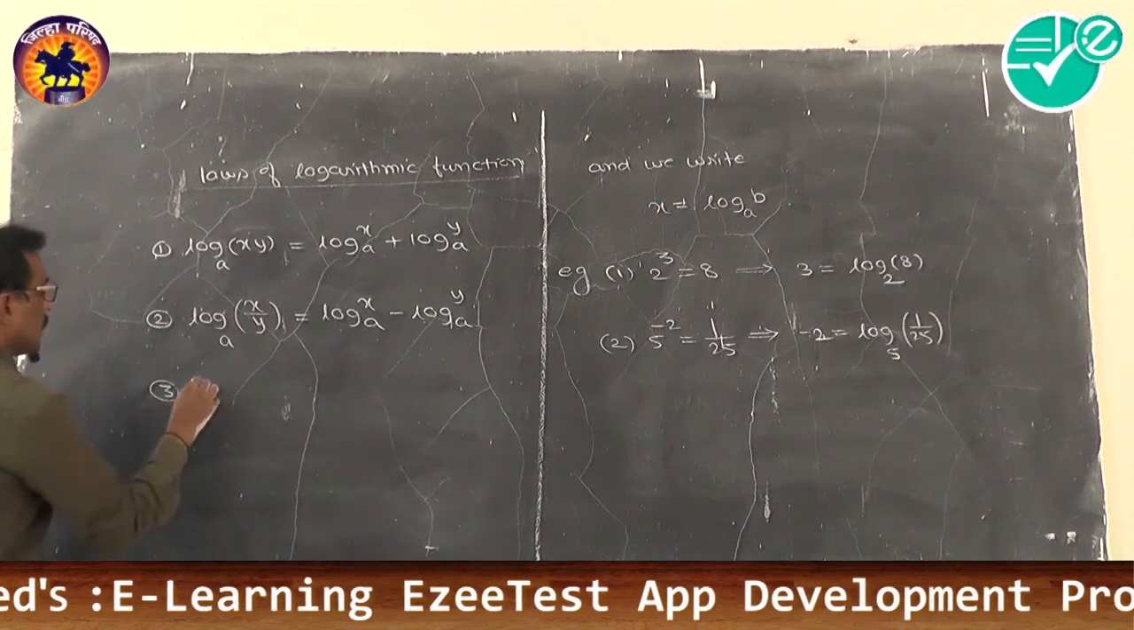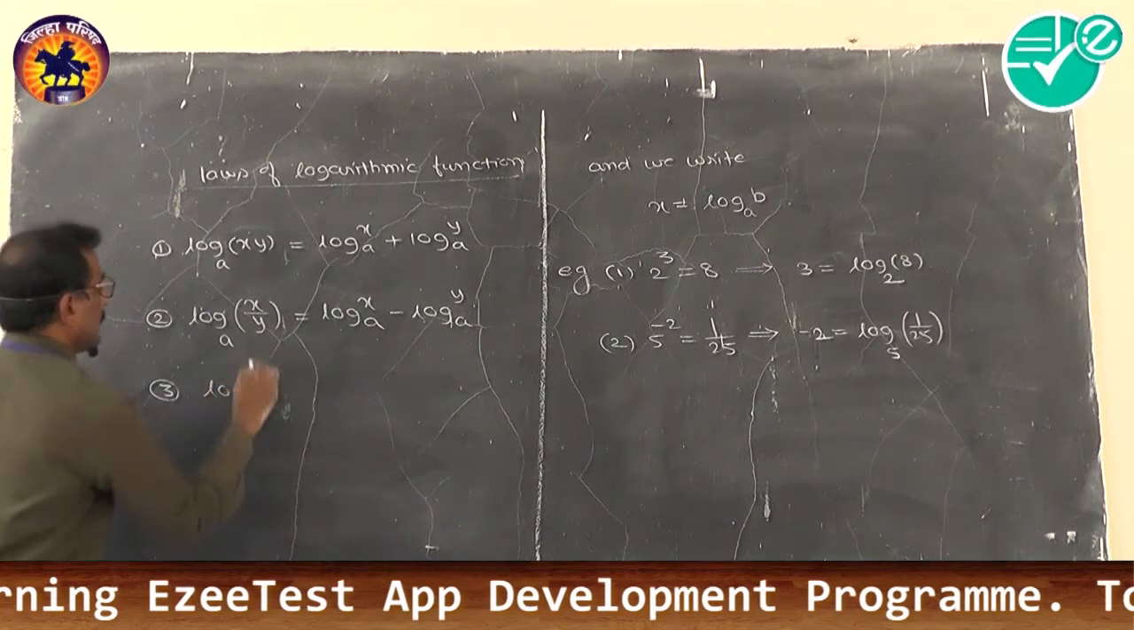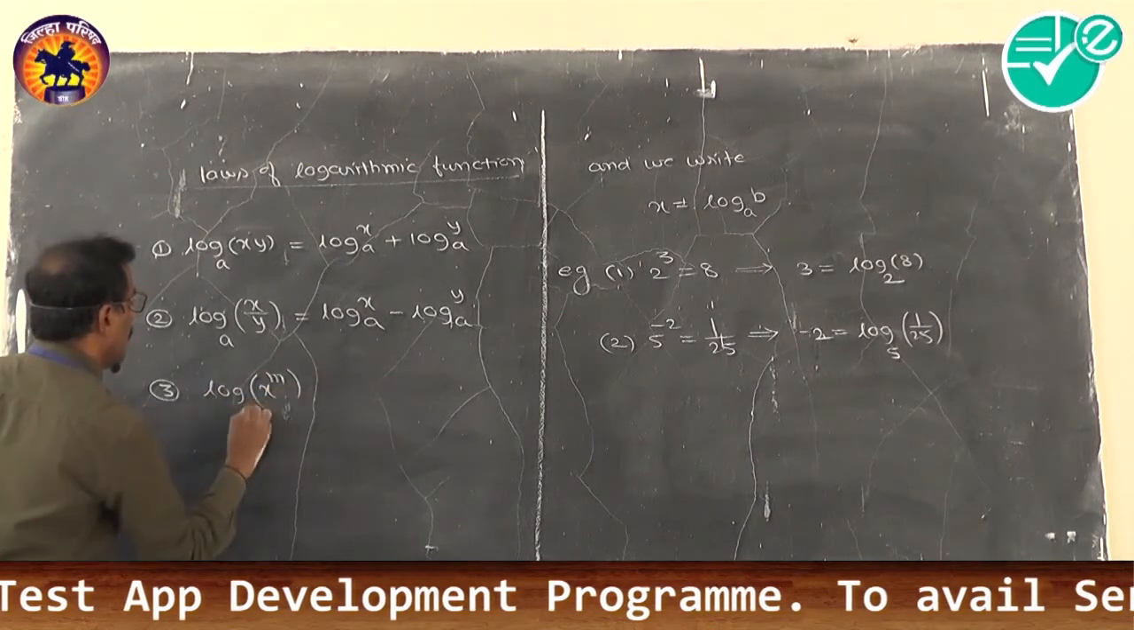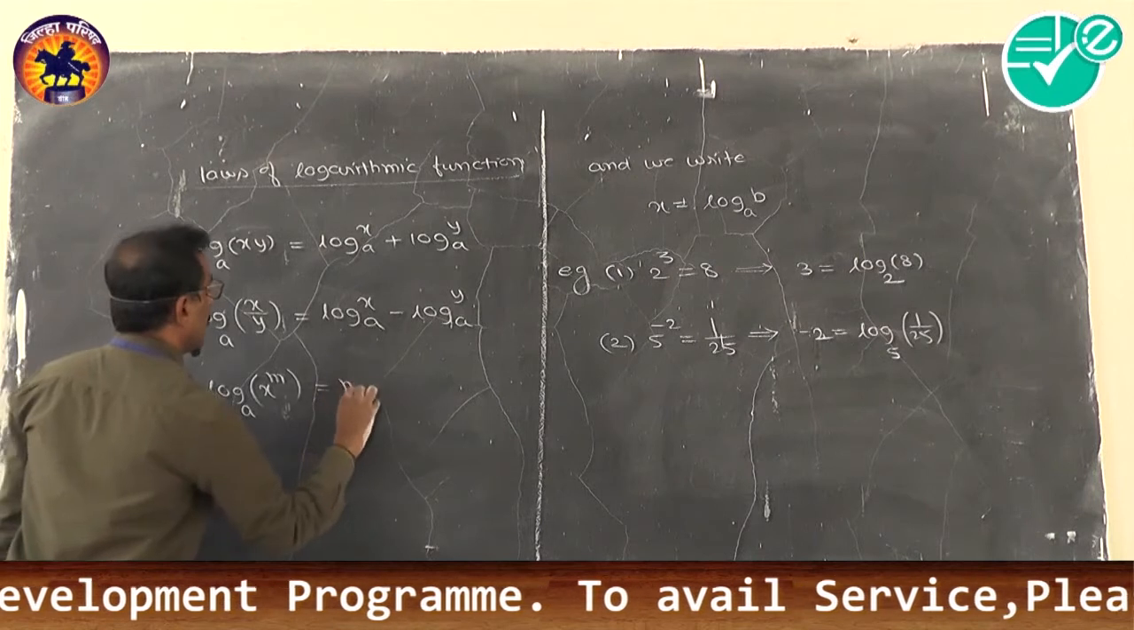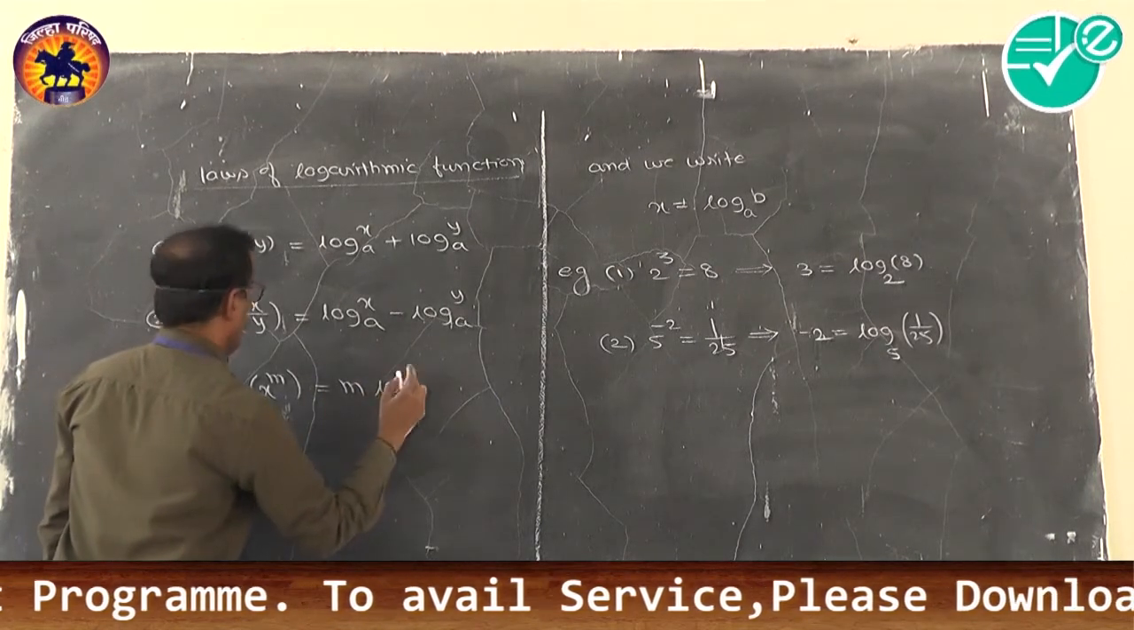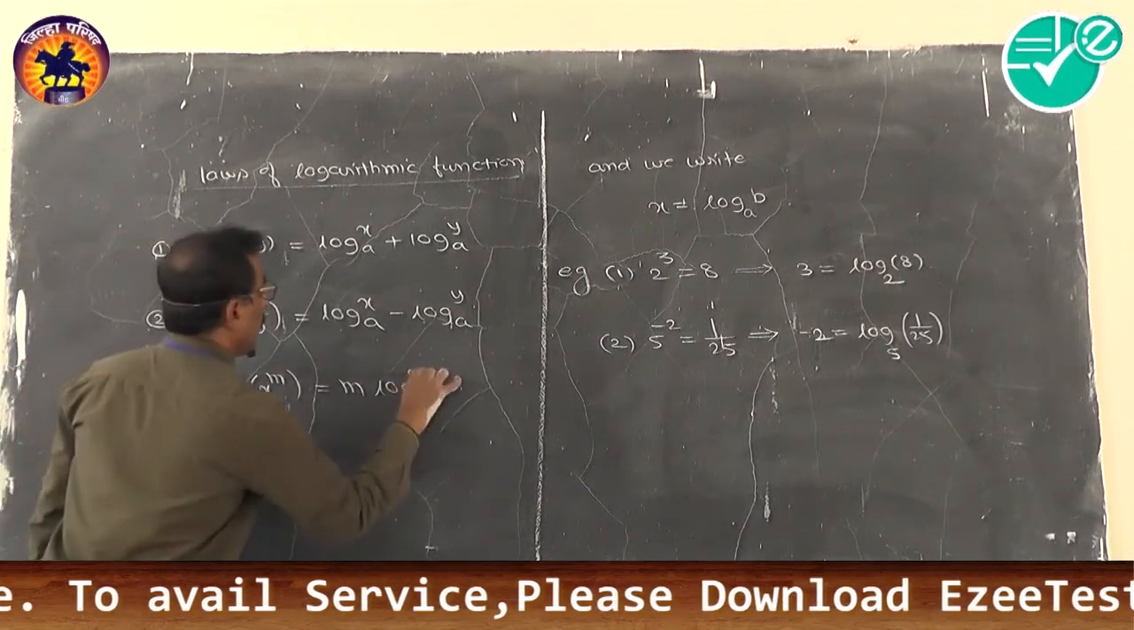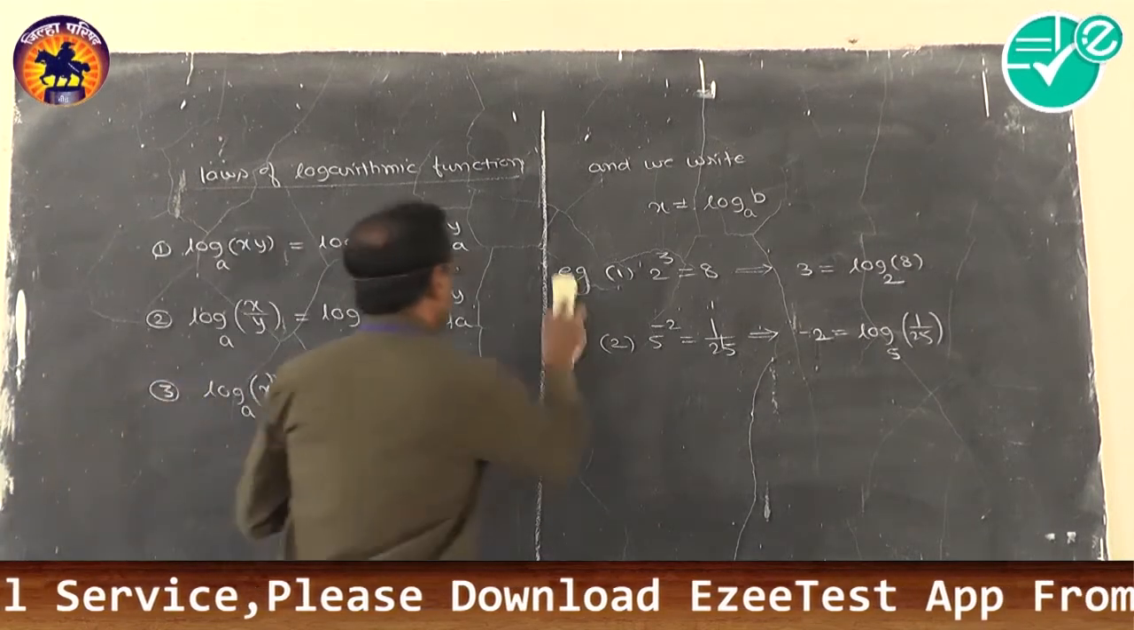Suppose this third situation is here: log of x is there but it is raised to m and the base is a. Then we have to write m into log x to the base a, the power is shifted. This is your third law.